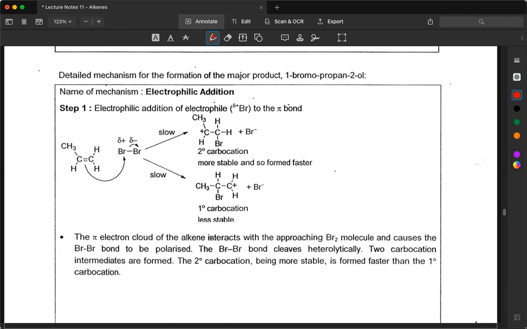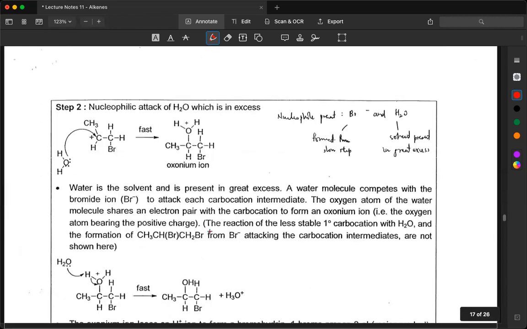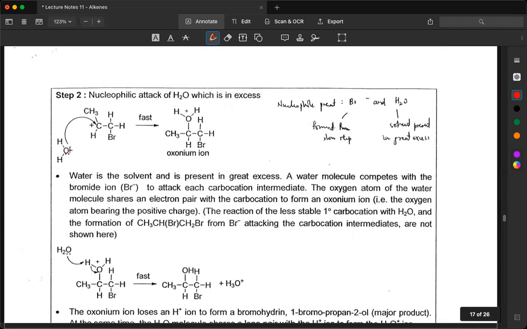The secondary carbocation is more stable, will be formed faster. And then we follow up with the nucleophilic attack of water. Remember to indicate the lone pair. Water is the solvent and is present in great excess. So the water molecule will compete with Br- and normally will win to attack the carbocation intermediate. So the oxygen atom of the water shares an electron pair with the carbocation to form an oxonium ion, which means the oxygen atom bearing the positive charge.